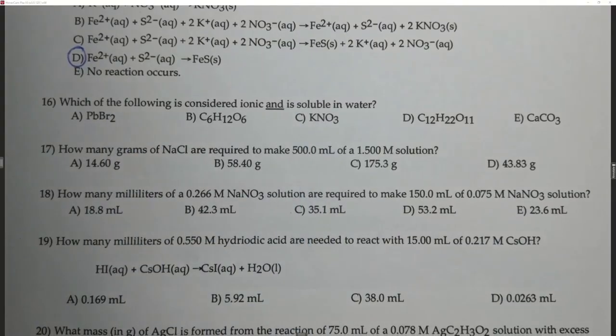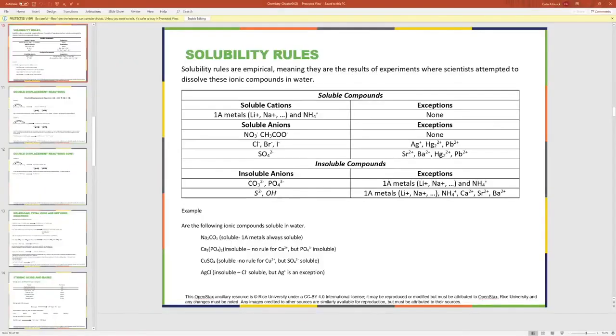Now we need to see if it's soluble in water. To check its solubility, we want to use the solubility rules. In this case, again, if you saw the previous question, you're not going to find lead. The only cations or positive ions are the 1A metals and ammonium. Everything else is a negative ion. But we can find bromide.